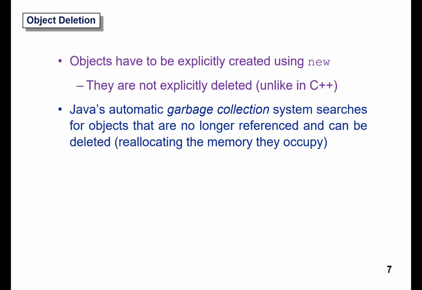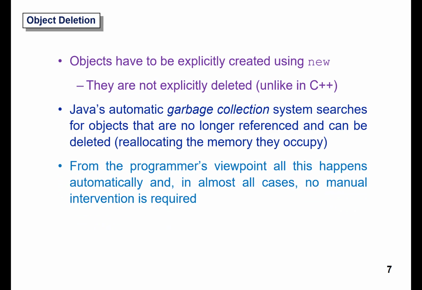Java has an automatic garbage collection system. It searches for objects that are no longer referenced and can be deleted. If it finds an object that's no longer referenced, it automatically deletes it, and it reallocates the memory to other use. From the programmer's point of view, all this happens automatically, and in almost all cases no manual intervention is required. So that's something to keep in mind within Java. Object deletion happens automatically. It's not something that you as a computer programmer need to worry about.